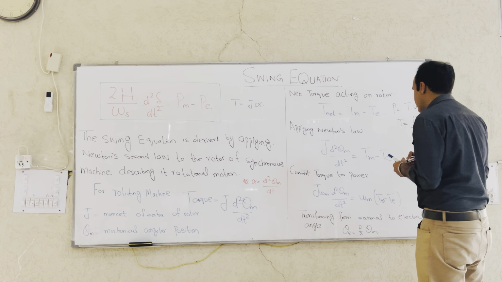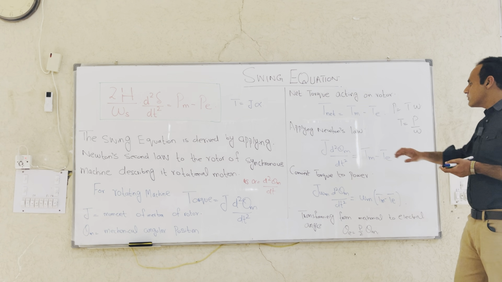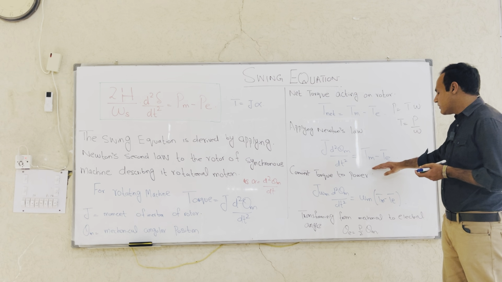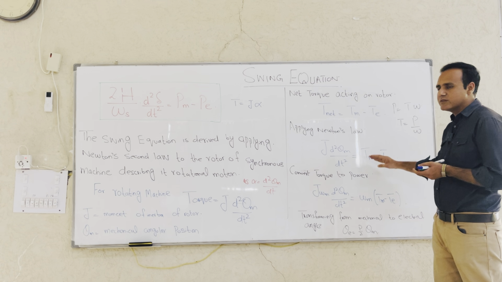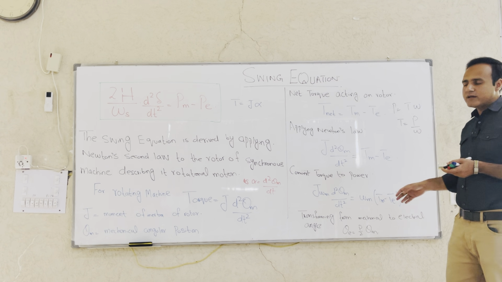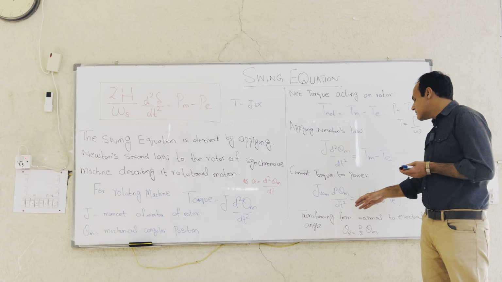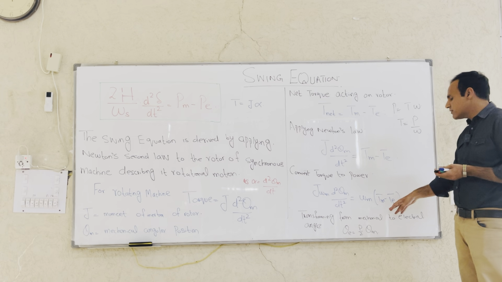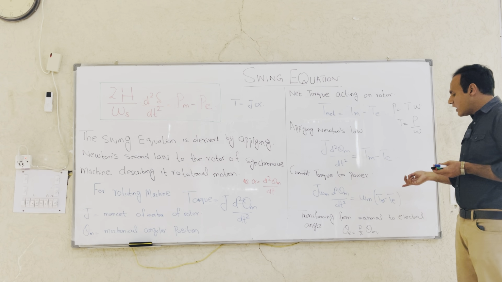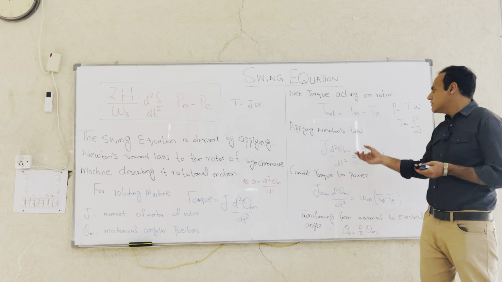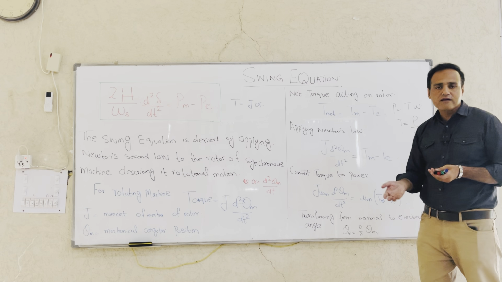Therefore, for converting this equation into the equation of power, we are simply multiplying this equation with the angular velocity omega m. So here we have multiplied this. This equation becomes J omega m d square theta m by dt square is equal to omega m times (Tm minus Te).